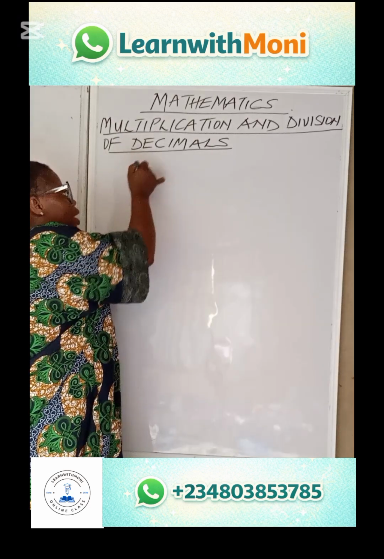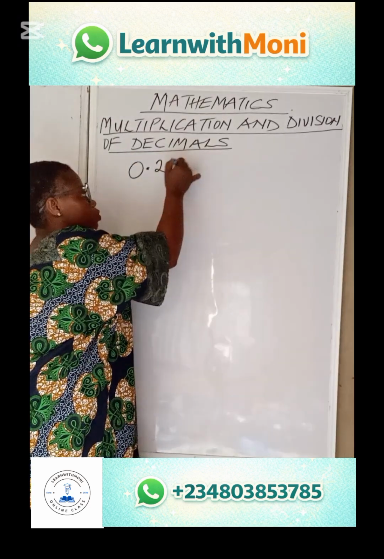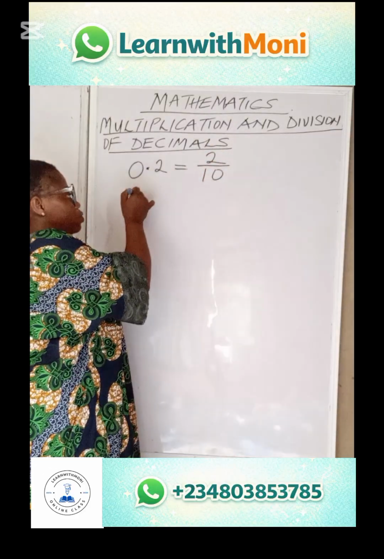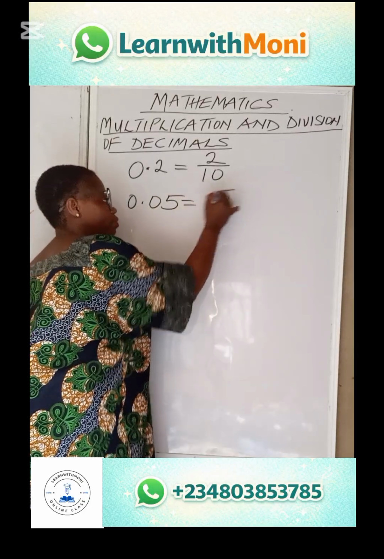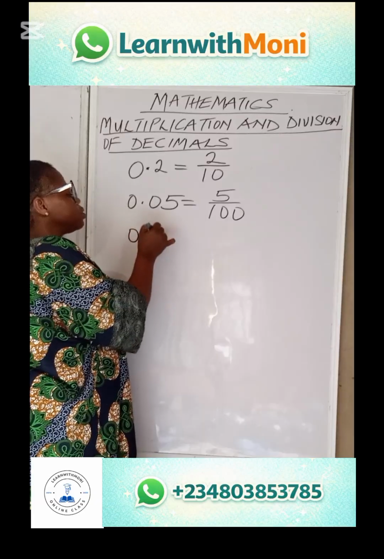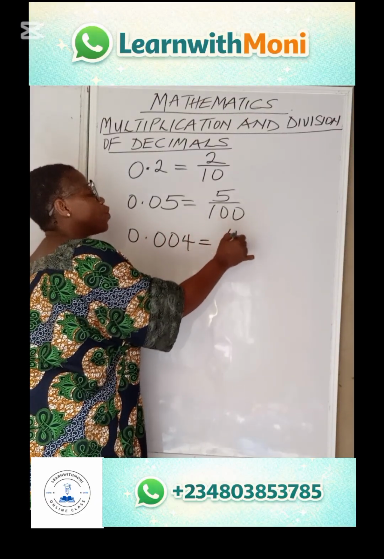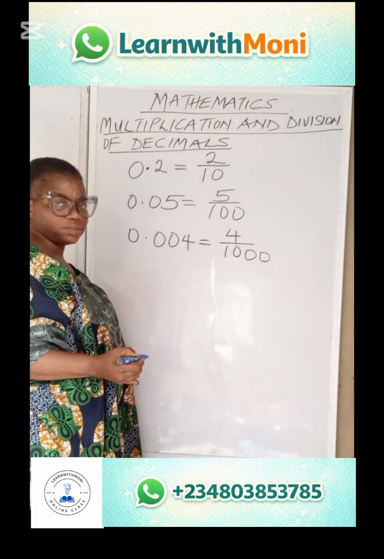For example, when I have 0.2, 0.2 is equal to 2 over 10. 0.05 is equal to 5 over 100. 0.004 is equal to 4 over 1000. You wonder how I get this?